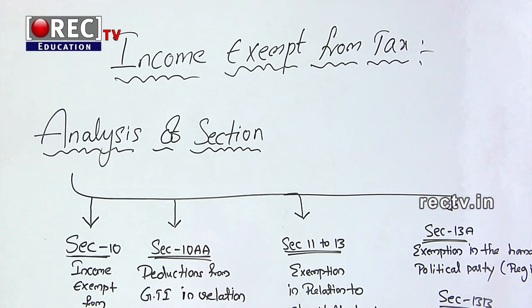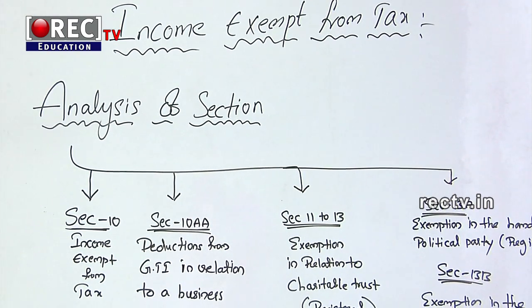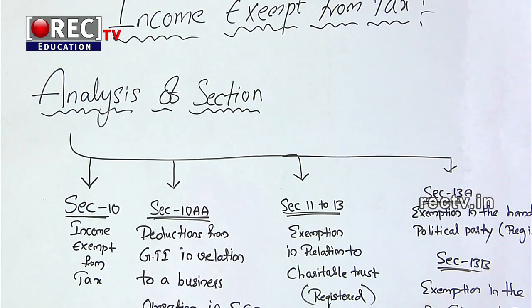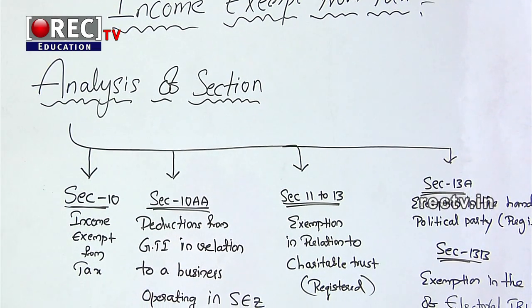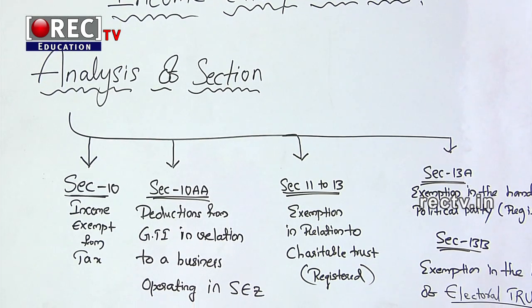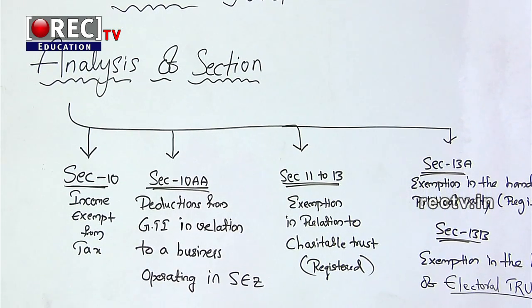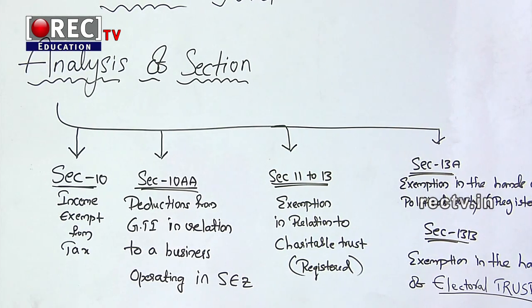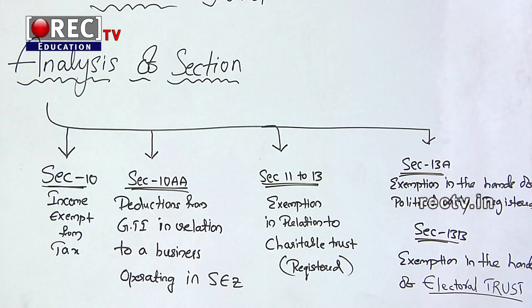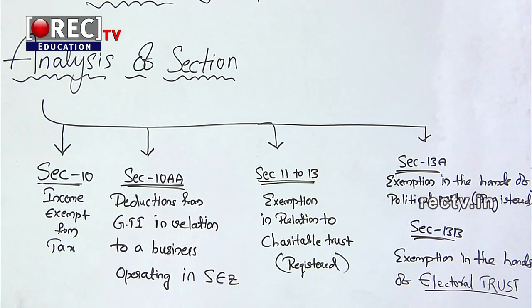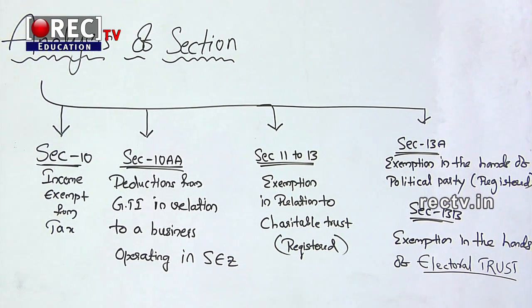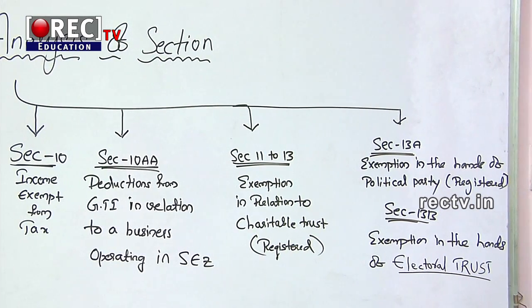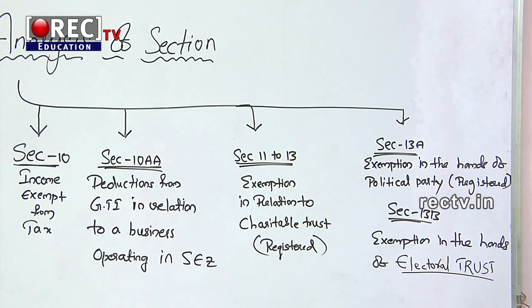Section 10 deals with income exempt from tax, and section 10AA deals with deductions from gross total income in relation to a business operating in SEZ. Sections 11 to 13 deal with exemption in relation to charitable trusts, that is, the trust should be registered. Section 13A deals with exemption in the hands of a political party, which should also be registered, and section 13B deals with exemptions in the hands of an electoral trust.